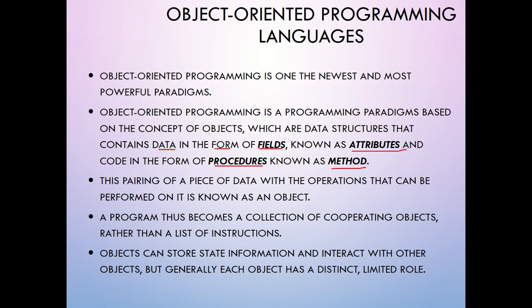This pairing of a piece of data with the operations that can be performed on it is known as an object. An object has its own attributes, its own properties. These properties, these attributes, are known as fields. The object has its own attributes with different properties, and these properties are computed via a procedure called a method. This is what I have said of an object.